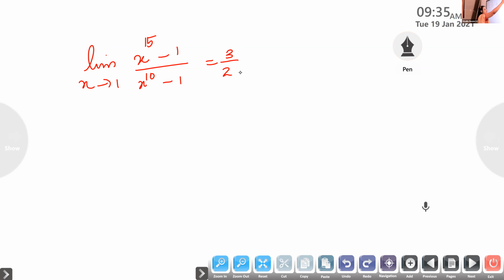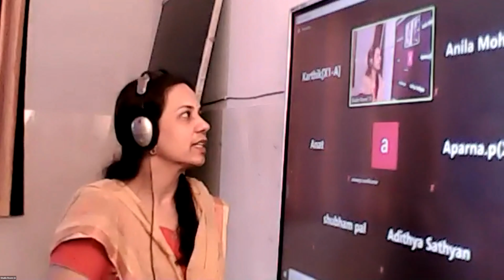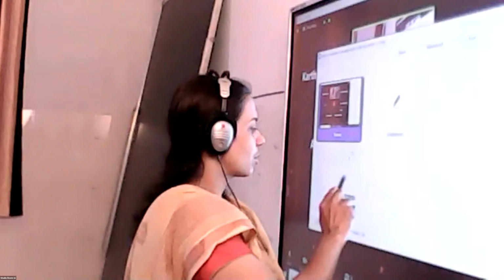Now, the next type in limits: the function will be given in two or more cases. It will be split, one function for less than one and another function for greater than one. Here only one function is given, f of x is this much. So you have to select the function f of x based on the value of x. If it is split, how do we find the limit? We have discussed this in the class. Now let's do some problems in that.